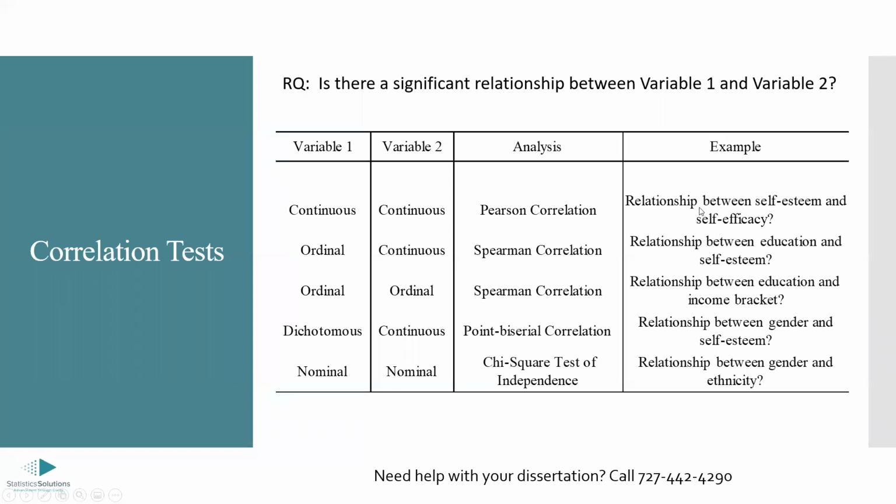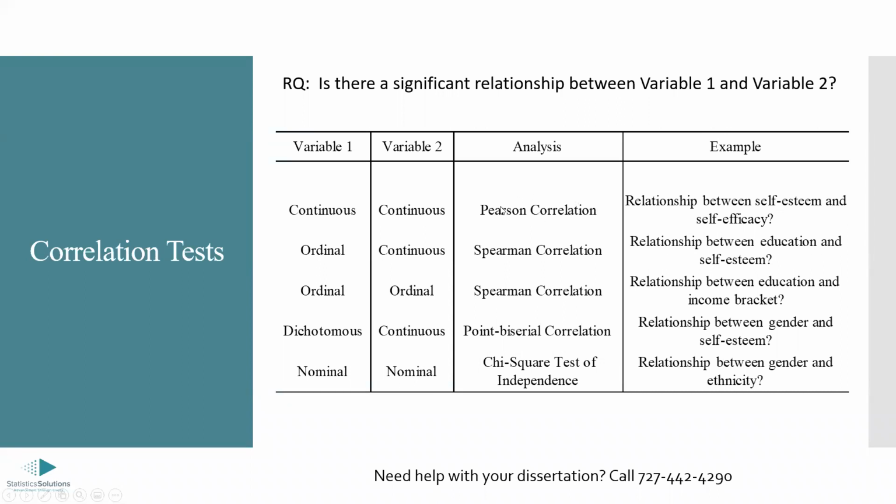We can see for the first example here, is there a relationship between self-esteem and self-efficacy? Now, assuming that we're using a Likert scale-based survey and we're creating composite scores from that survey, we can assume that these are both continuous variables, in which case you can use a Pearson correlation. So Pearson correlation is a parametric test that tests for the relationship between 2 continuous variables.